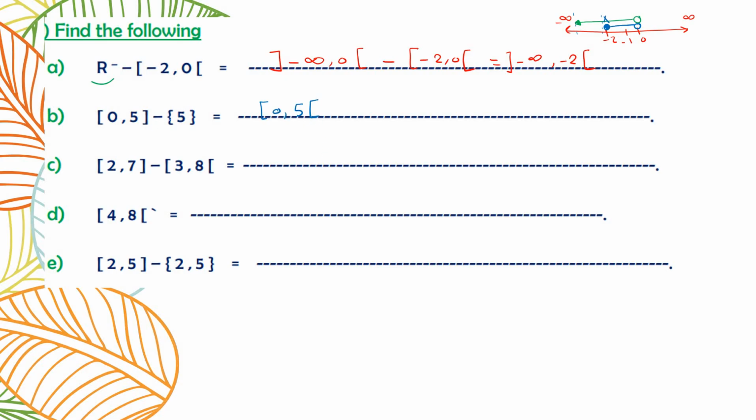Why we open the 5? Because we took it. Okay, it means what again? Difference means what? Take the second from the first, or what's remaining in the first if we take away the second. What about this one? 2 and 7, and take away 3 and 8.